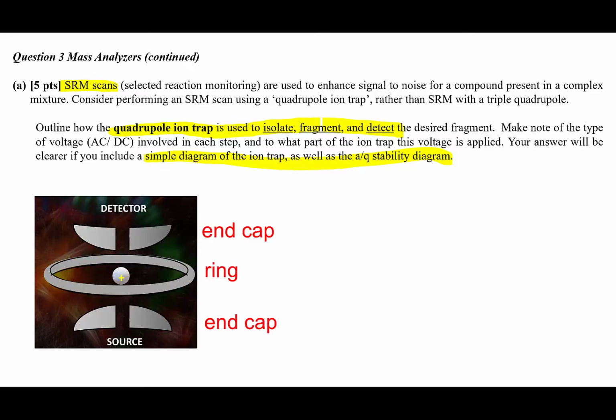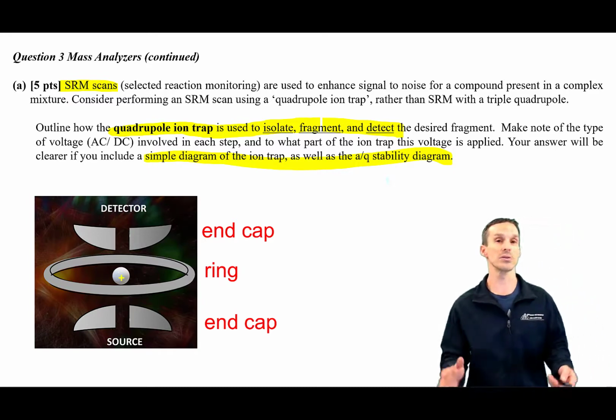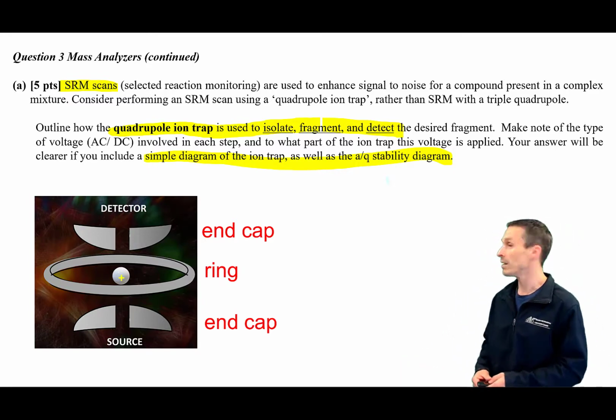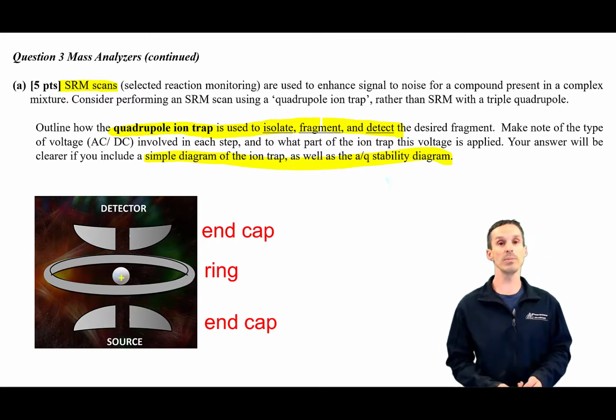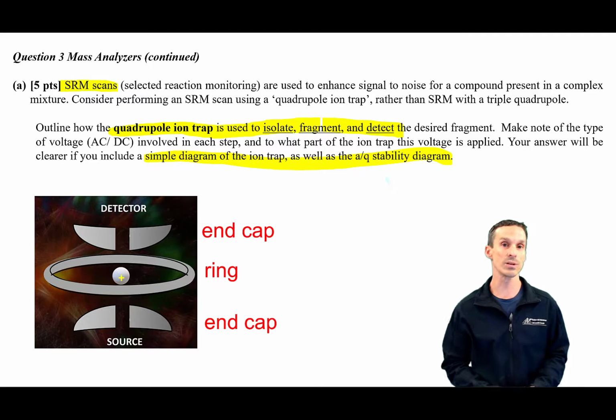So the first part says, let's draw a picture. There you go. This is the picture taken straight out of the notes. Yours can be as pretty or as whatever you want it to be. Make sure that you've got a ring electrode, the end caps, and the ions in the middle between there. You can put the detector in the source region on either side.